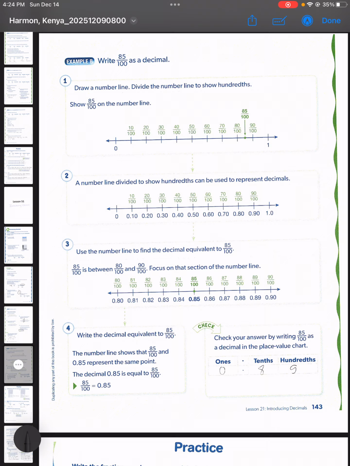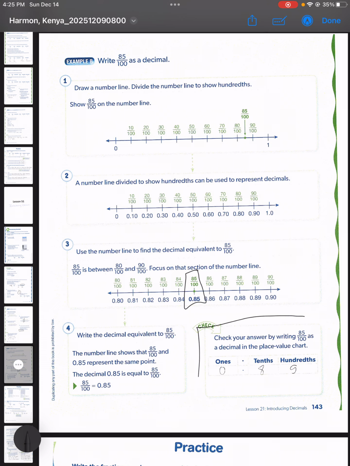I'm going to use the same strategy as they jump into example B. Using a number line, they're going to show 85 hundredths on that number line. Because we are using hundredths, I want to make sure that I am labeling my number line as hundredths, 10 hundredths, 20 hundredths, 30, etc. And then I will be able to identify what 85 hundredths looks like as a decimal.